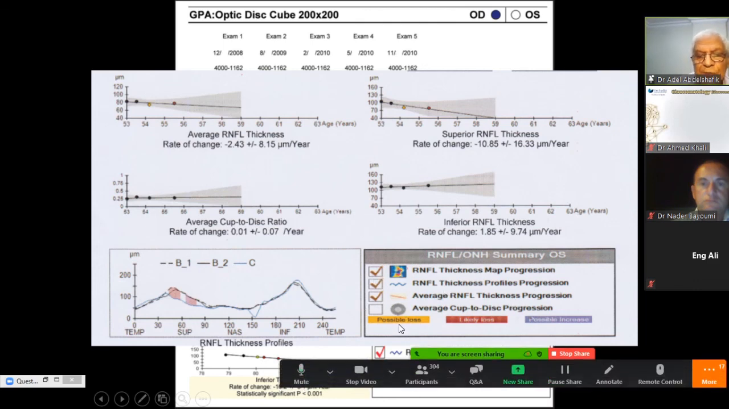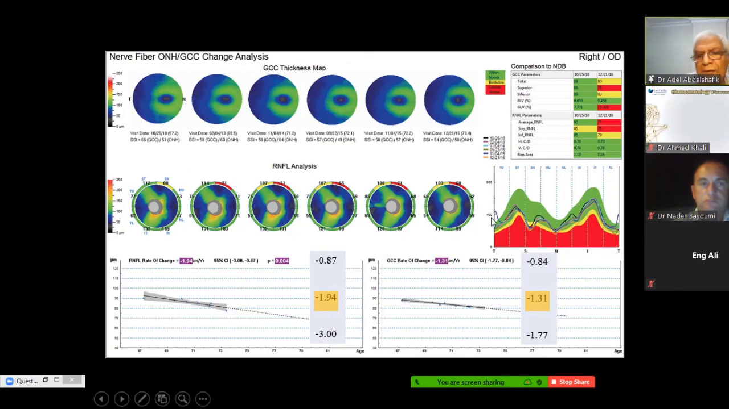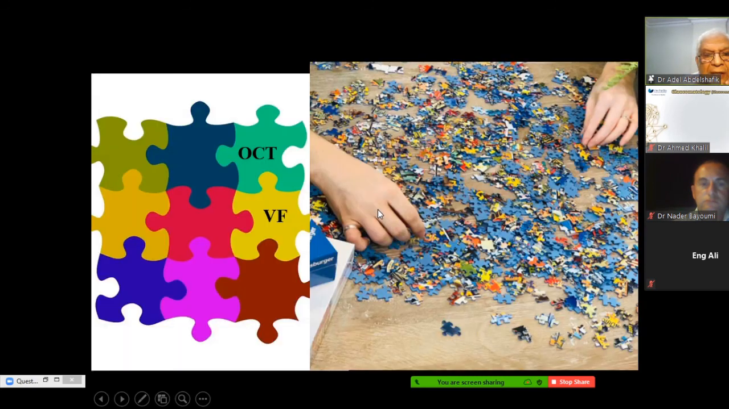If it's possible loss, you get a yellow sign. If it's most likely and happened several times, you get red. But notice here, possible increase. Sometimes you get a sign that there is an increase in the thickness. How is that? This is an artifact of the technology. Again, another machine shows the same change over time with the regression line.